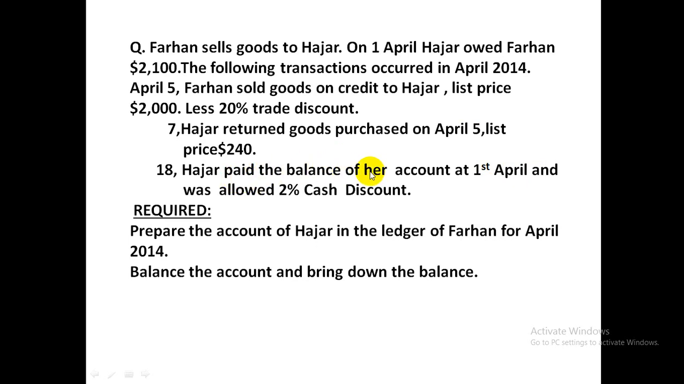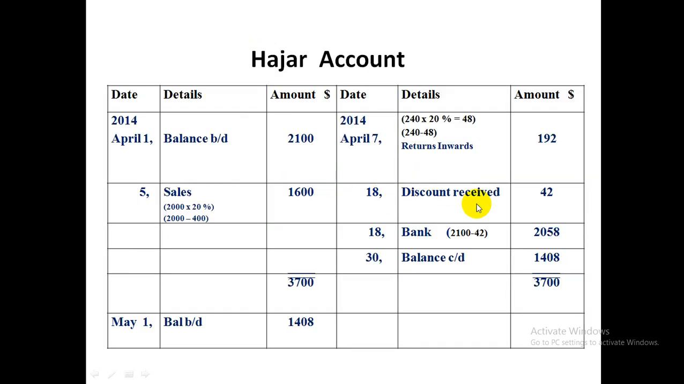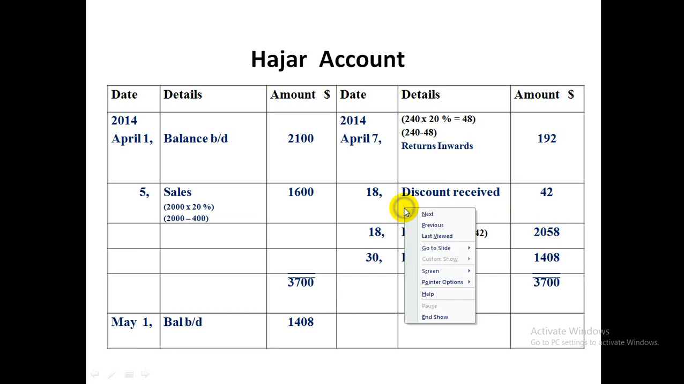Look at the next transaction. Hajar paid the balance of her account at 1st April. This amount is paid by Hajar less 2% cash discount. So on 2100, when we apply 2% cash discount, that is only 42. Discount received by Hajar is 42. Amount paid by Hajar is 2058. So Hajar's ledger is credited by the amount for which she paid.